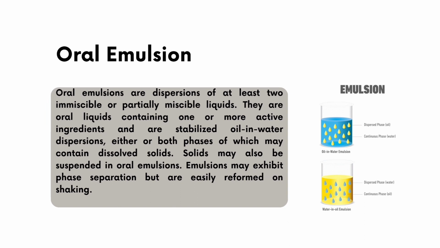Oral emulsion. Oral emulsions are dispersions of at least two immiscible or partially miscible liquids. They are oral liquids containing one or more active ingredients and are stabilized oil in water dispersions, either or both phases of which may contain dissolved solids. Solids may also be suspended in oral emulsions. Emulsions may exhibit phase separation but are easily reformed on shaking.